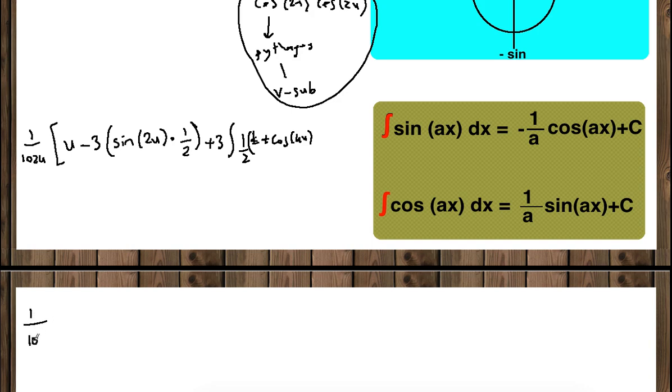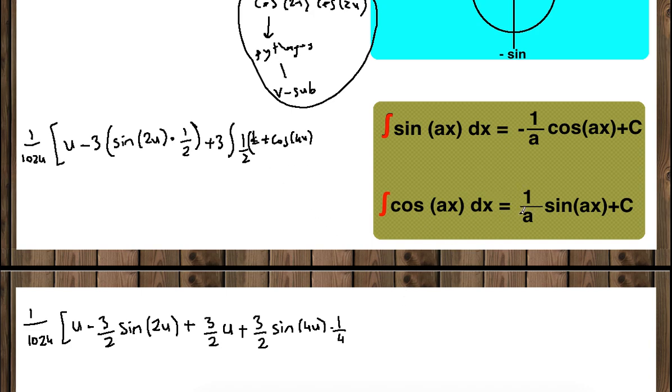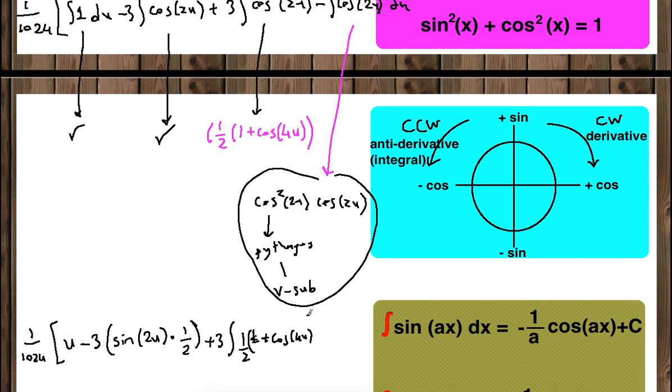Okay, we have 1/1024 times u minus, let's distribute, let's pull 1/2 to the front, 3 over 2 sine of 2u plus, we can pull 1/2 to the front, 3 over 2. Okay, integral of 1 with respect to u is u, so 3 over 2 u plus 3 over 2 times the antiderivative of cosine, which is positive sine, so sine of 4u times 1 over 4 by the chain rule, or you can use this table, 1 over a times sine of ax. Okay, we have taken care of the first 3 integrals. Let's clean this up, write it in the simplest form, and then attack the 4th and the last integral here.